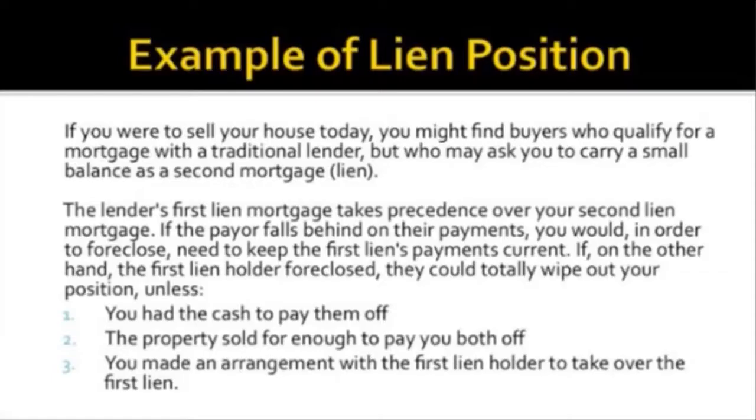All right, so here's an example of a lien position. If you were to sell your house today, you might find buyers who qualify for a mortgage with a traditional lender, but who may ask you to carry a small balance as a second mortgage lien. The lender's first lien mortgage takes precedence over your second lien mortgage, and if the payer falls behind on their payments, you would, in order to foreclose, need to keep the first lien payments current. On the other hand, if the first lien holder foreclosed, they could totally wipe out your position unless you had the cash to pay them off, the property sold for enough to pay you both off, or you made an arrangement with the first lien holder to take over the first lien.